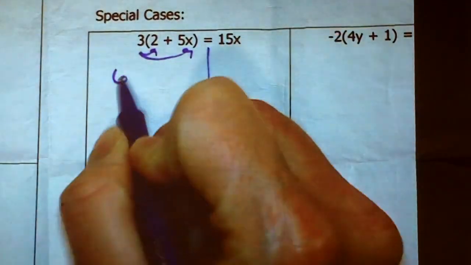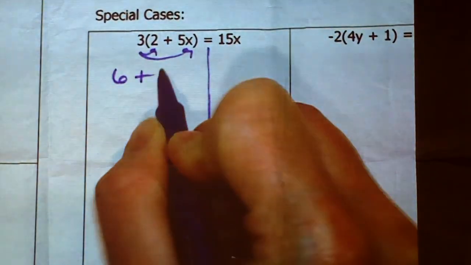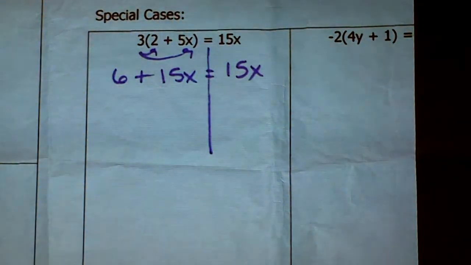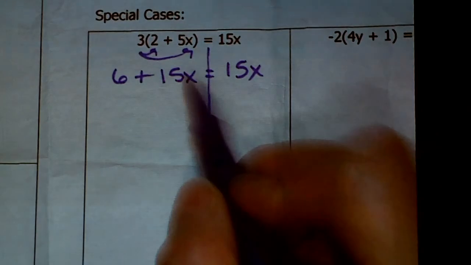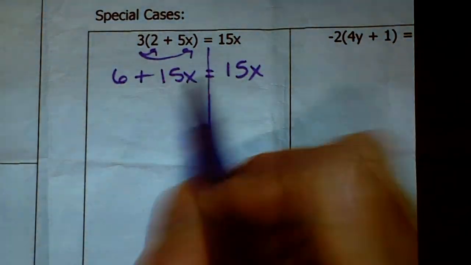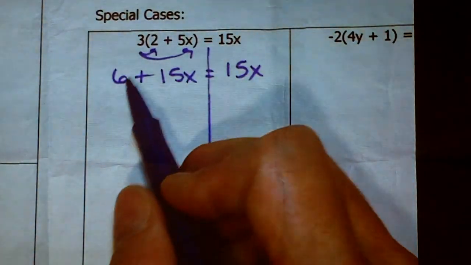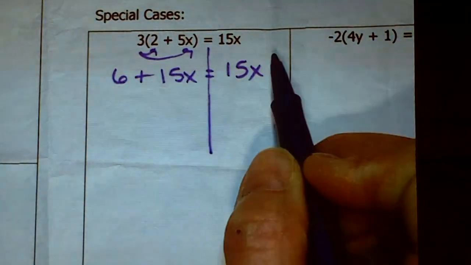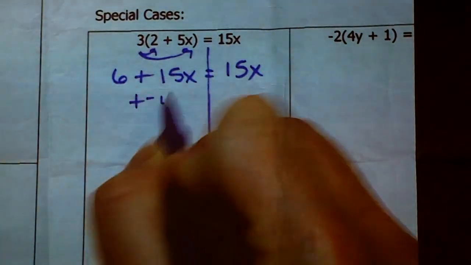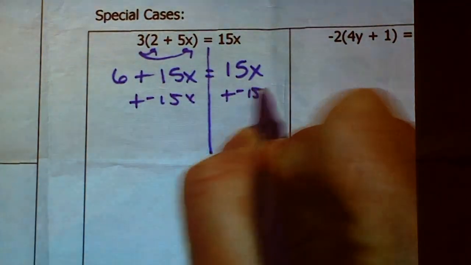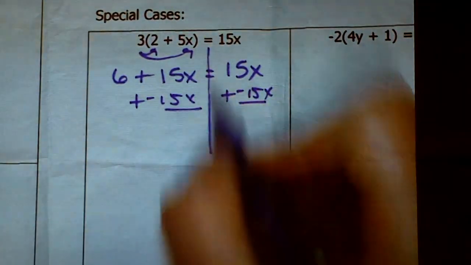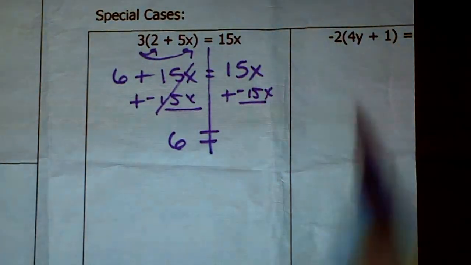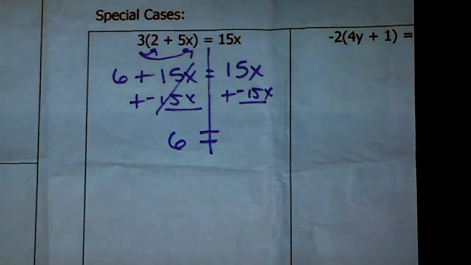Well, 3 times 2 is 6, and 3 times 5x is 15x, and I have 15x on this side. Okay, so now I have variable on both sides. Remember, if I have a constant and a variable term over here, but I don't have a constant over here, let's move all the variable terms to one side. So I'm going to add a negative 15x, and maybe now you're seeing why this one's special. Those are gone, and 6 equals, well, when you add 15x plus negative 15x, isn't it 0?